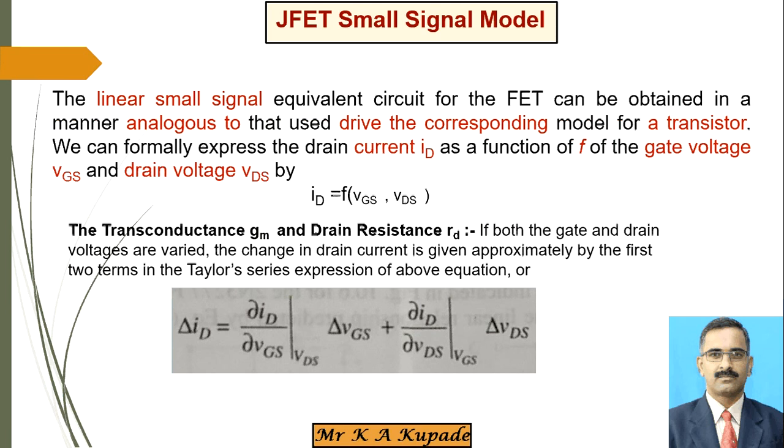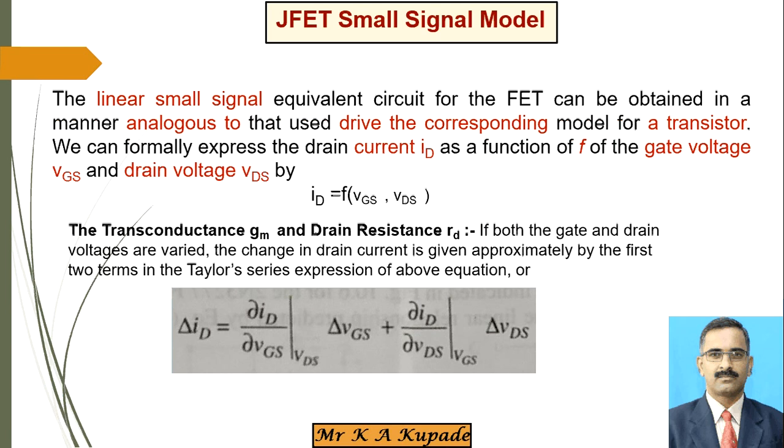The ID current is a function of the voltages at the gate to source and drain to source. It is right because, remember, the ID current depends on the voltage you apply between the source and drain terminals, and that ID current is controlled by the gate voltage. Remember that.